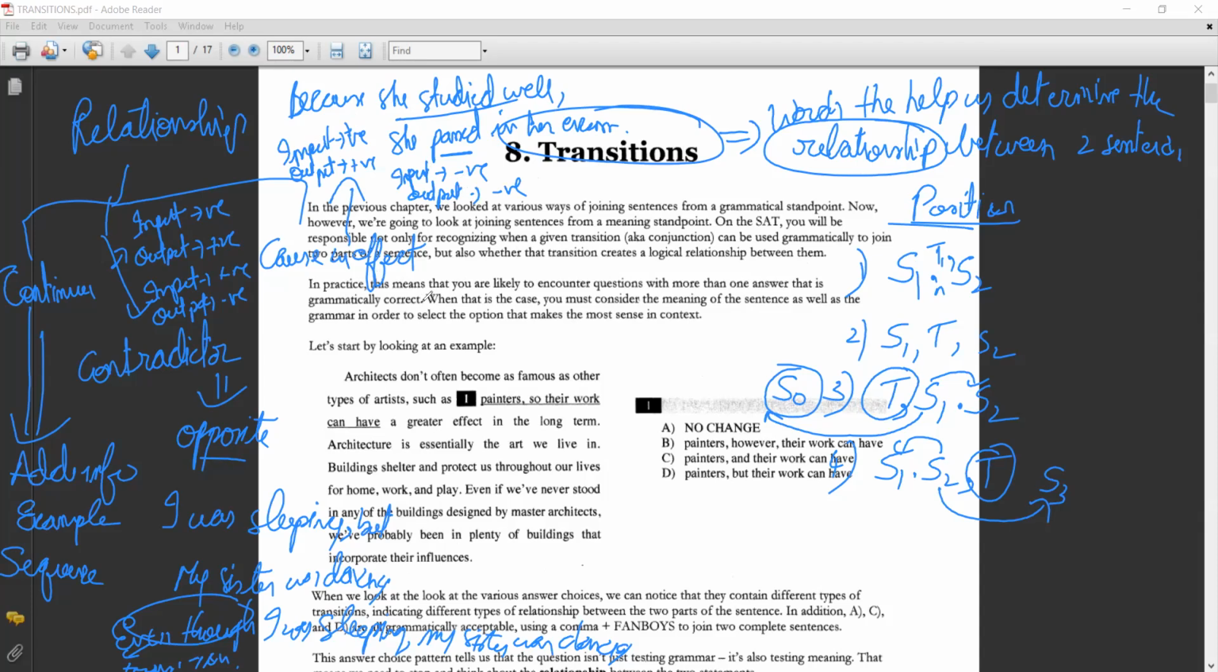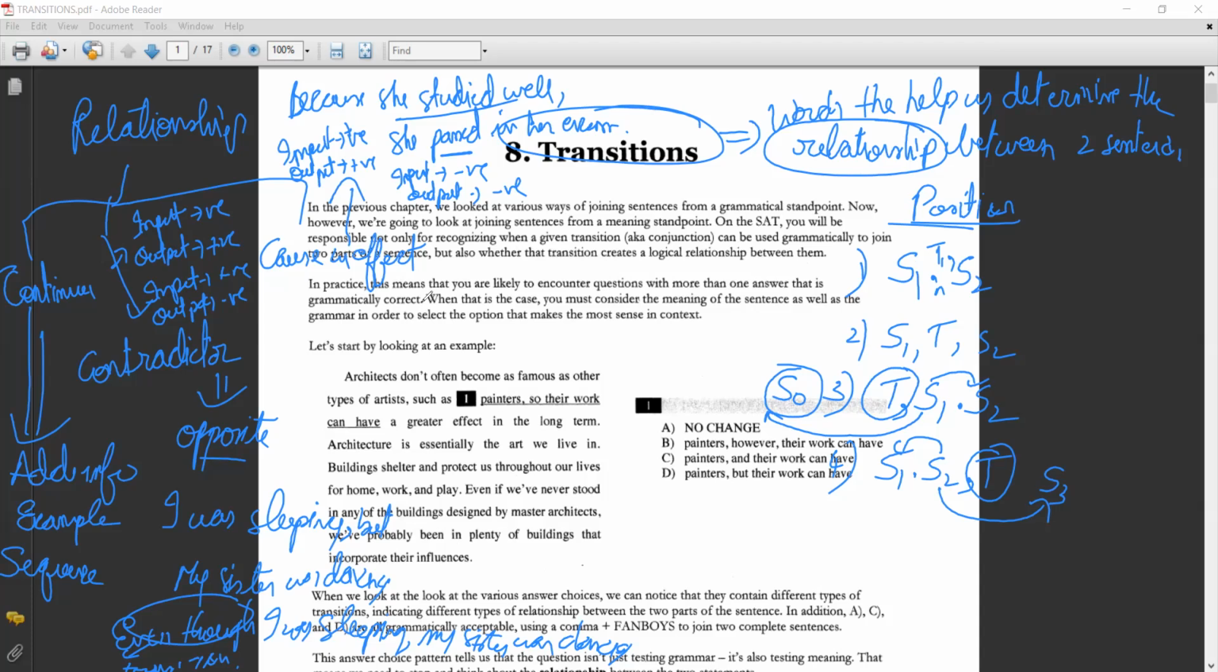Contradictor means they need to be completely opposite to each other. Cause and effect means if there is a positive cause, the effect also will be positive. If there is a negative cause, the effect will be negative. Now you will say, ma'am, it's not necessary that if a person studies well, they will pass. So how do you define that relationship?